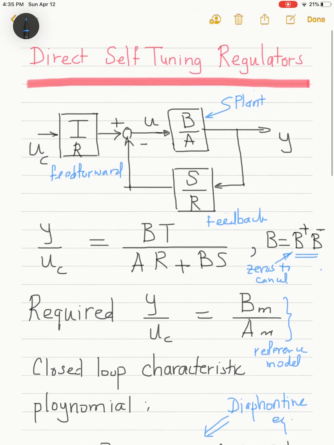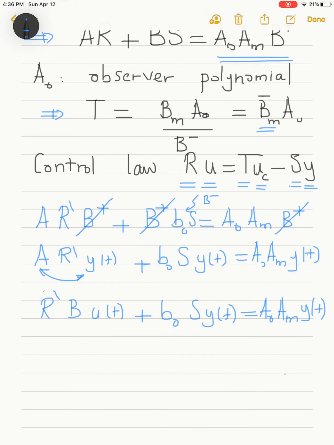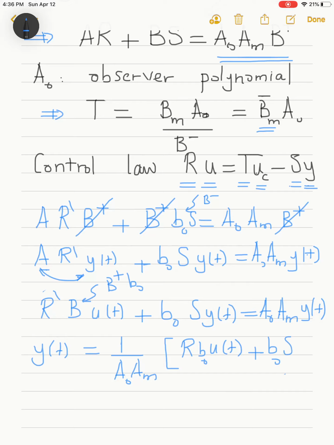Okay, now we can write an expression for y of t as 1 over A node Am. I can factorize B as B plus times B node, and we know that R dash times B plus is R, so that will give me R times u of t times B node plus B node S y of t.